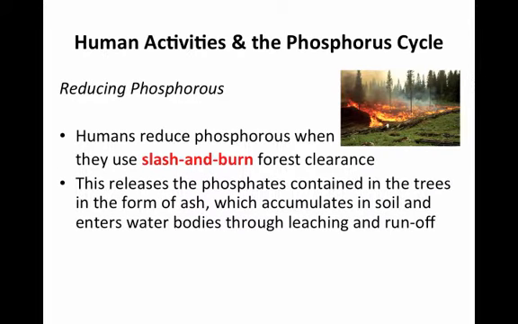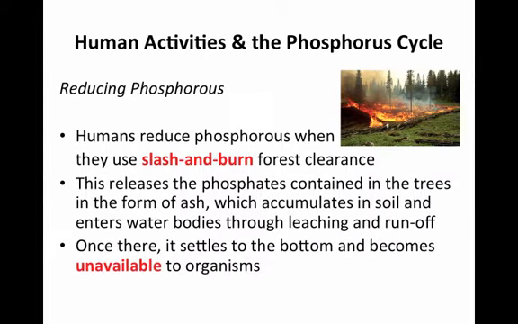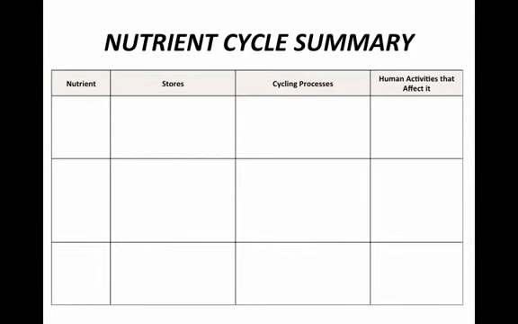This releases phosphates contained in the trees in the form of ash. This ash accumulates in the soil and enters into the water bodies through leaching and runoff. And once there, it settles to the bottom and becomes unavailable for those organisms.